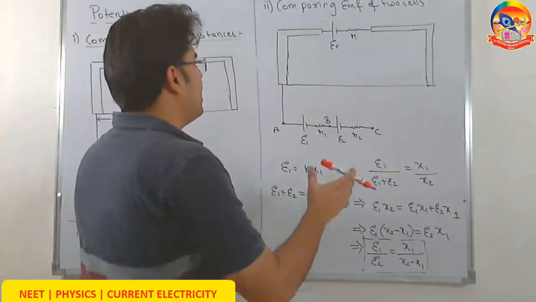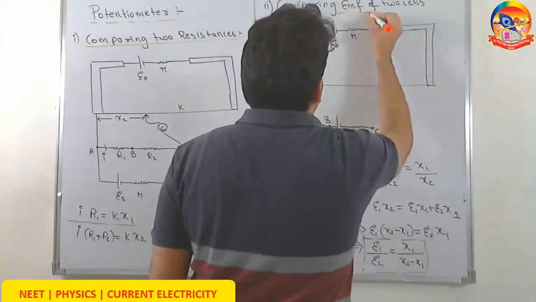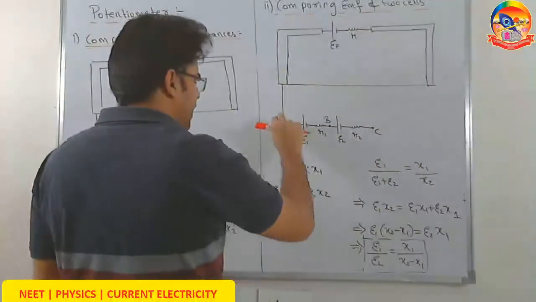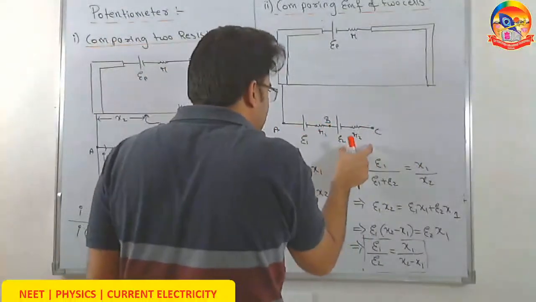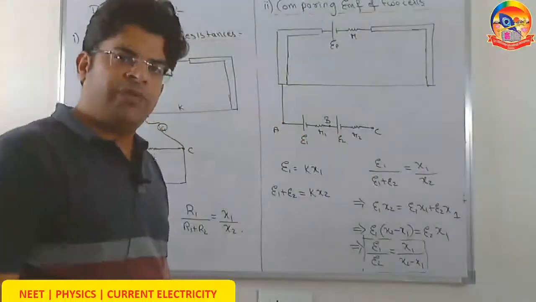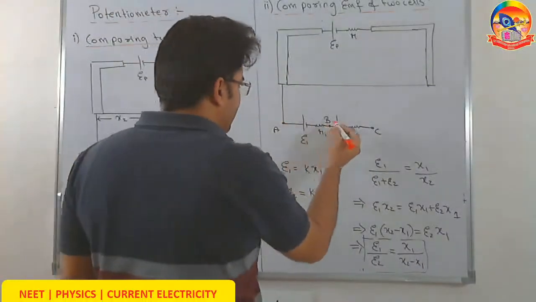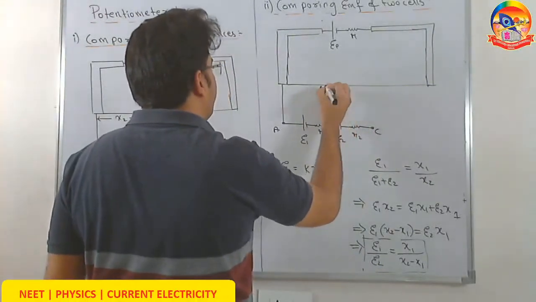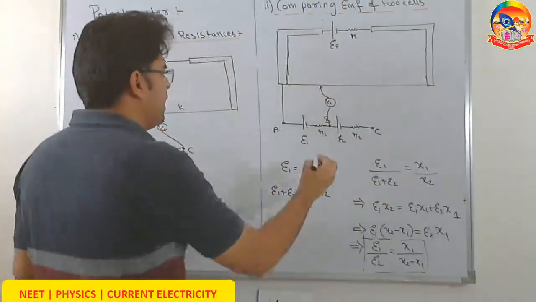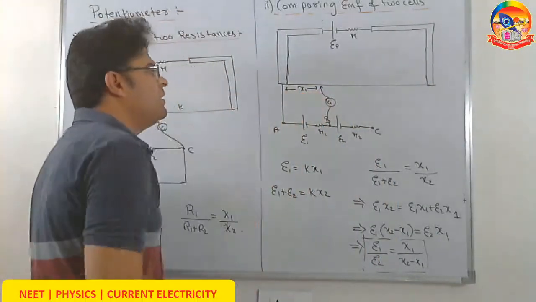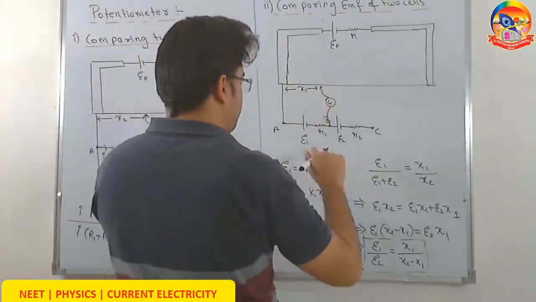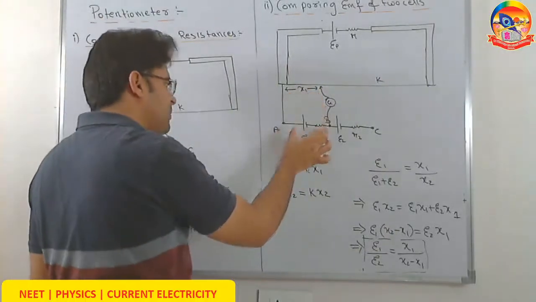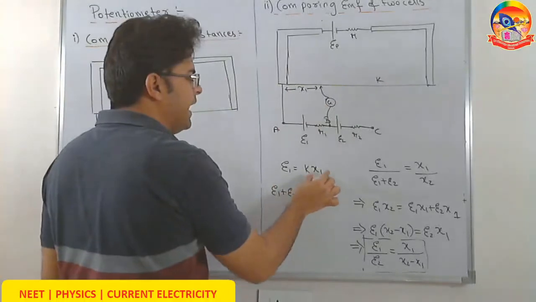Next, we can even use a potentiometer for comparing the EMF of two cells. How? Let's say we have this primary circuit, and we have taken a wire in which we have connected the two cells whose EMF we wish to find. Let's say there are 3 points A, B, C. First, we connect the galvanometer to point B and move it on the potentiometer wire. Let's say I get a balance length x1. If the potential drop per unit length of the potentiometer wire is k, the potential drop will be kx1, and this kx1 balances out E1. So I can write E1 equals kx1.